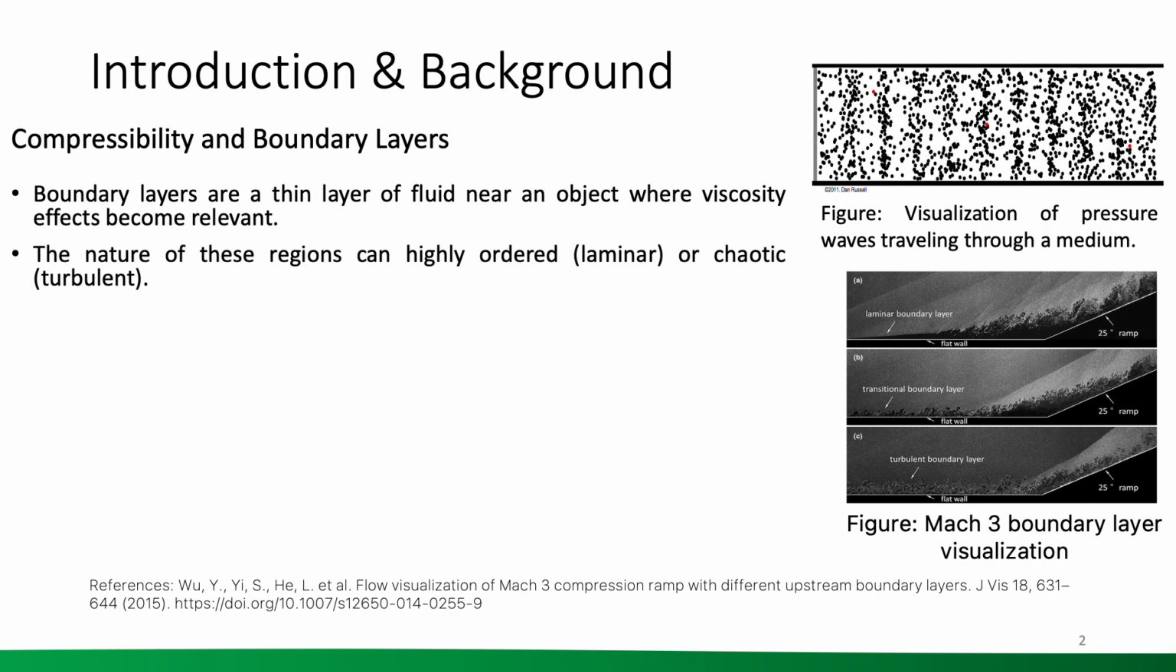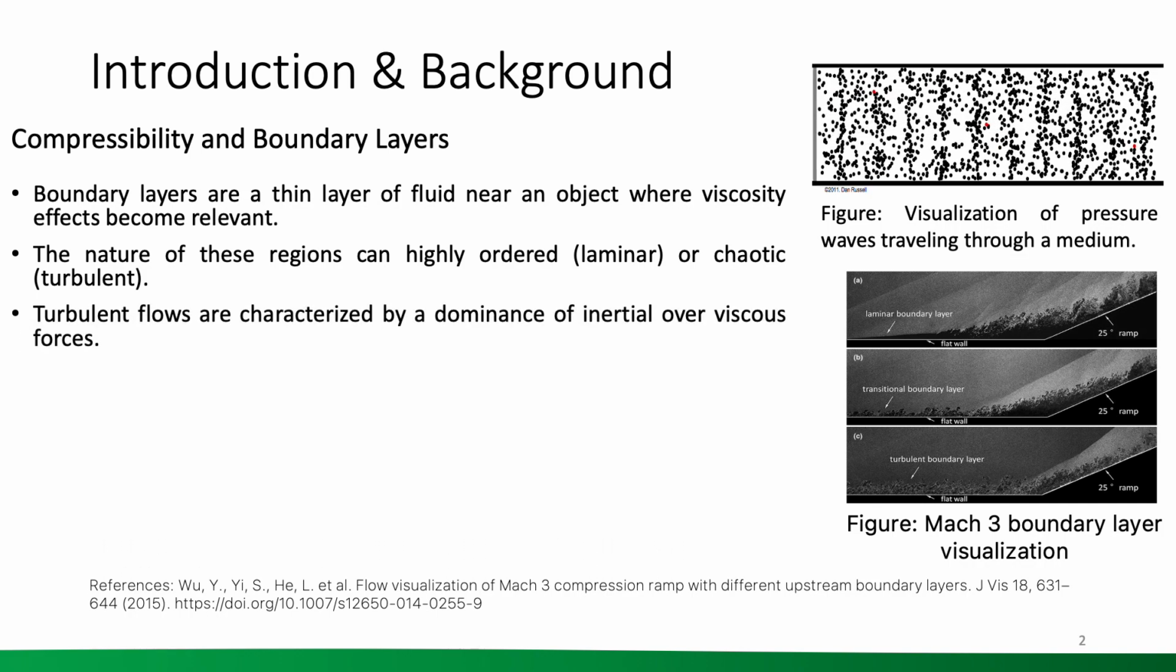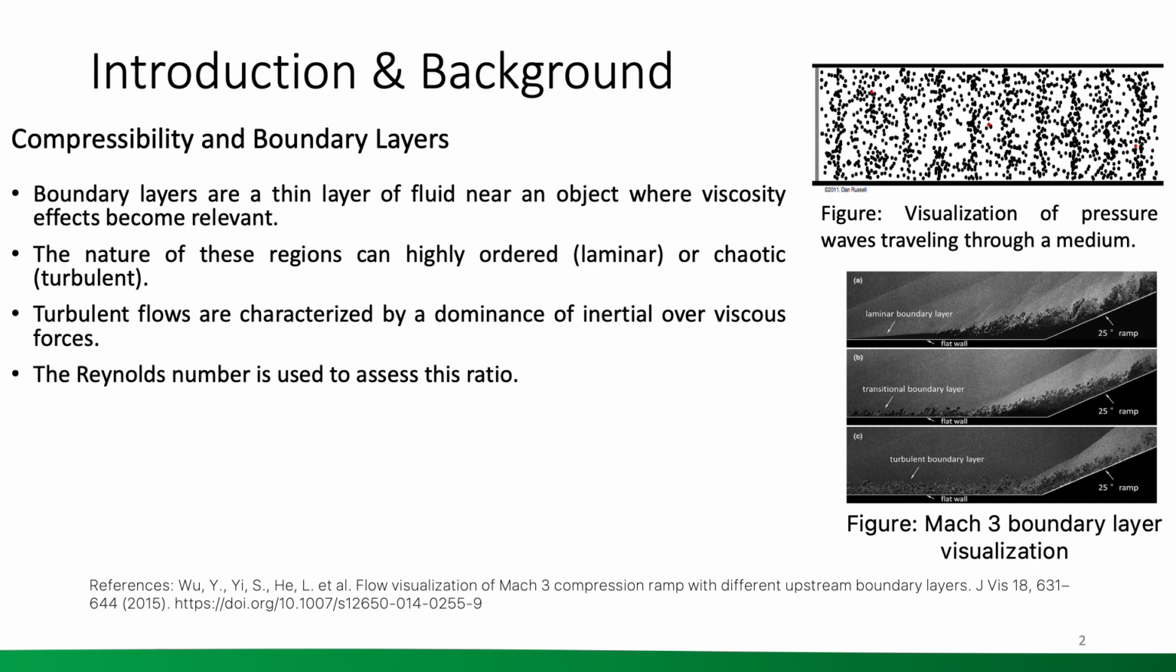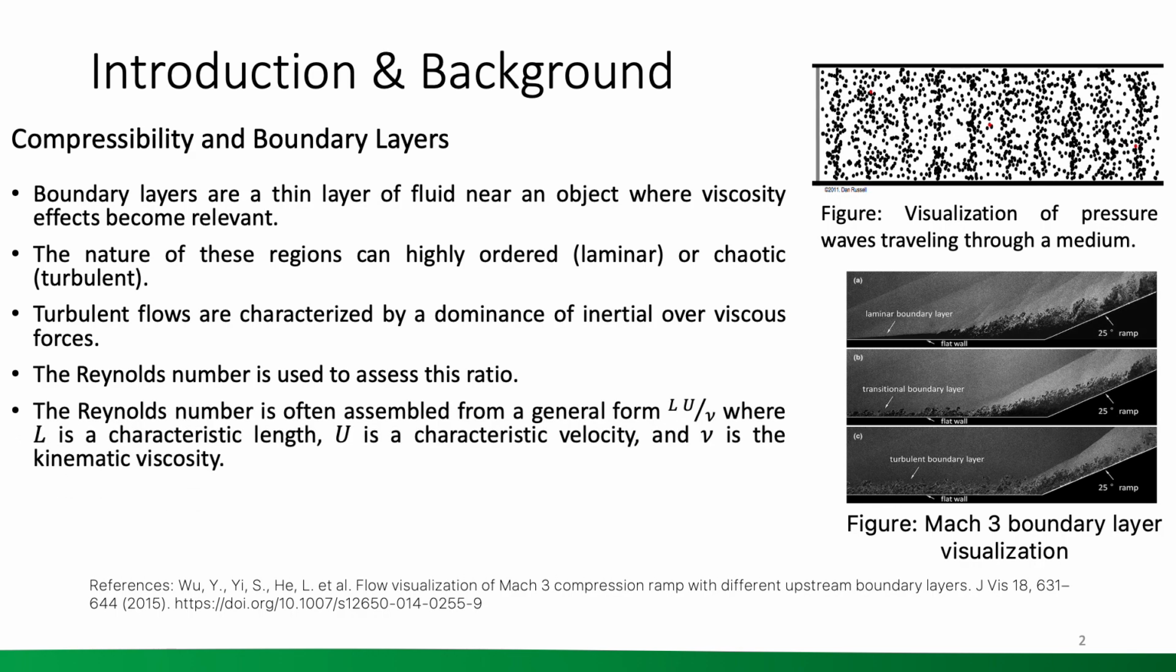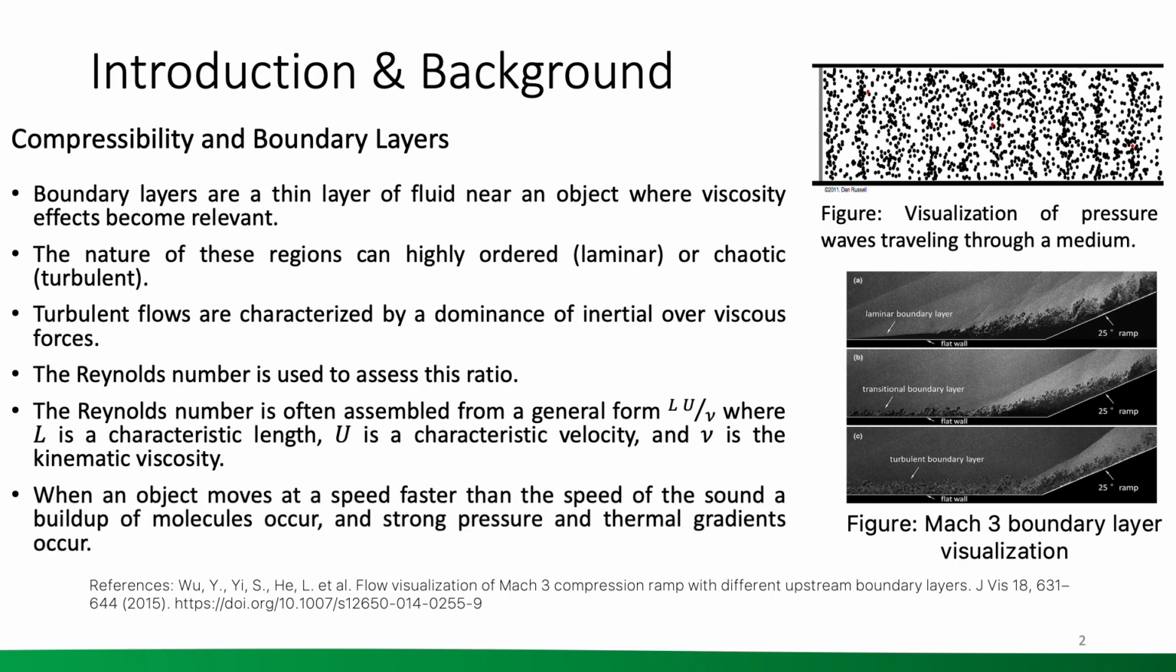The nature of these regions can be either highly ordered or laminar, where you can see layers of flow in a very structured pattern, or chaotic, in which case we refer to the boundary layer as turbulent. Turbulent flows are typically characterized by a dominance of inertial forces over viscous forces, and usually we use the Reynolds number to assess this ratio. The Reynolds number is often assembled as a general form, which is the product of a characteristic length and a characteristic velocity divided by the kinematic viscosity of the fluid.